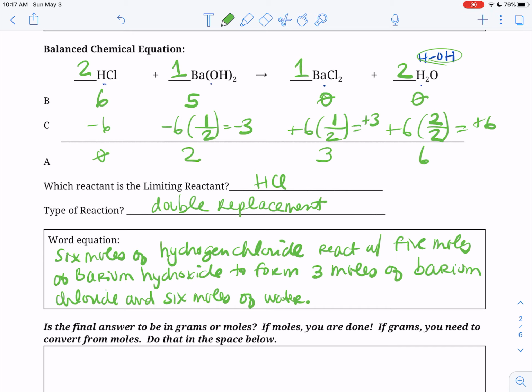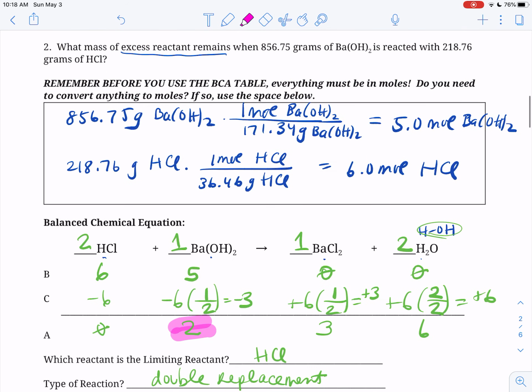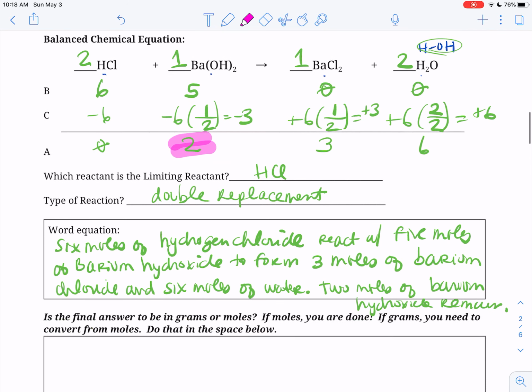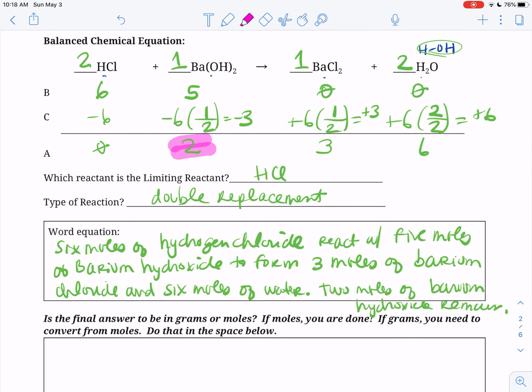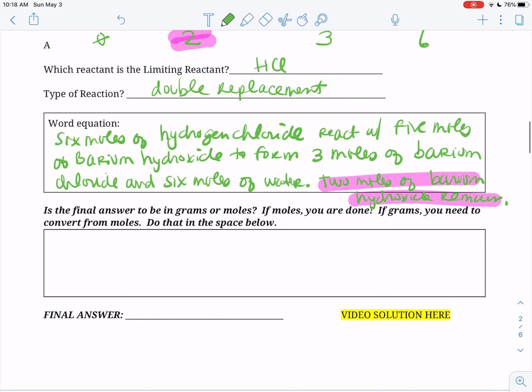Okay, new thing we want to talk about is what's left over. 2 moles of barium hydroxide remain, because here I'm getting left with 2 moles of barium hydroxide. Okay, all right, so let's look back at what we're looking for. What mass of excess reactant remains? So if the HCl is the limiting reactant, that means the other one, the barium hydroxide, is the excess reactant, because 2 moles of barium hydroxide remain. So that's what we're going to base our calculation on.